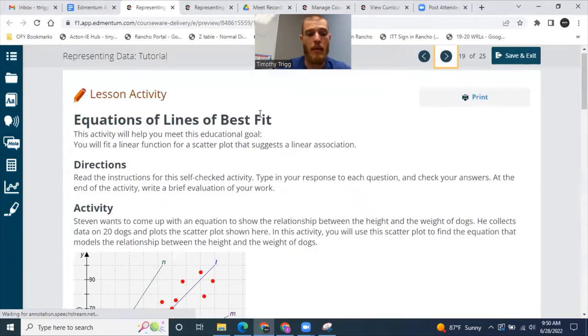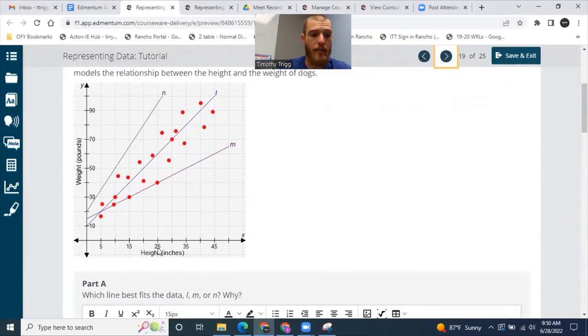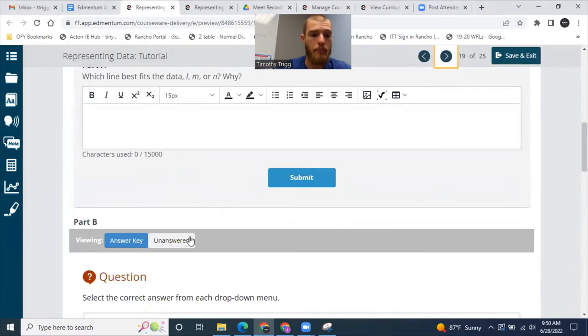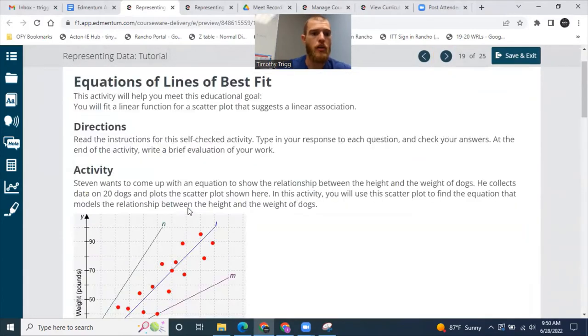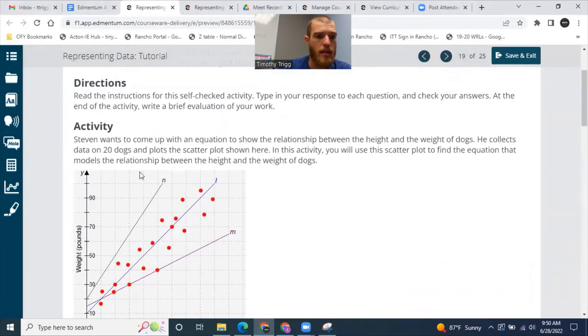Okay, let's go ahead and meet on page 19 here. We're at the activity. Okay, so let's go ahead and look. Stephen wants to come up with an equation to show the relationship between the height and the weight of dogs. He collects data on 20 dogs and plots the scatter plot shown here. In this activity, you will use a scatter plot to find the equation that models the relationship between the height and weight of dogs.